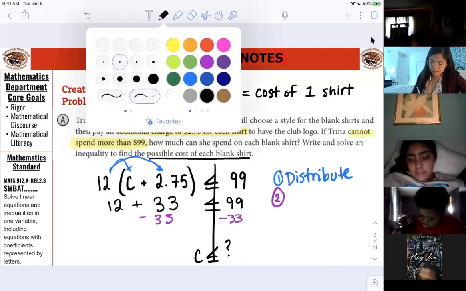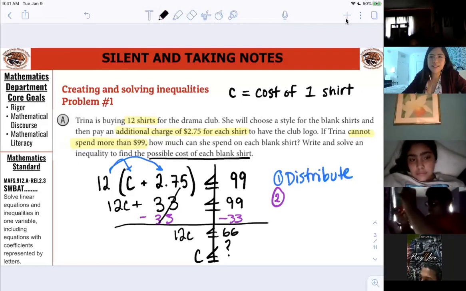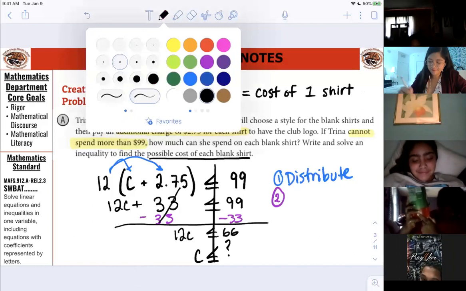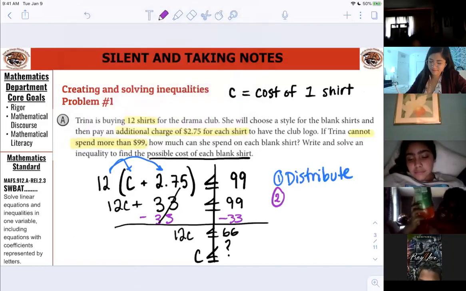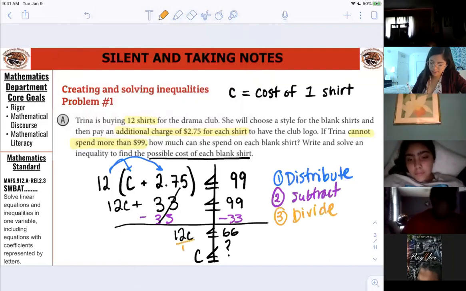So 99 minus 33 gives me 66. All right, and now my last step. Oh, I'm not on mute. My bad. Last step, what do I do? Do I divide? Yes, we do divide. Just like a normal equation, we're going to divide. And what do I get?